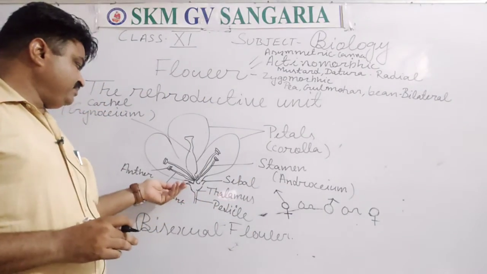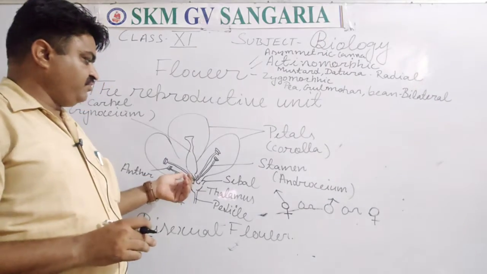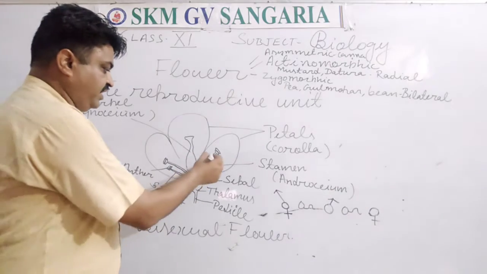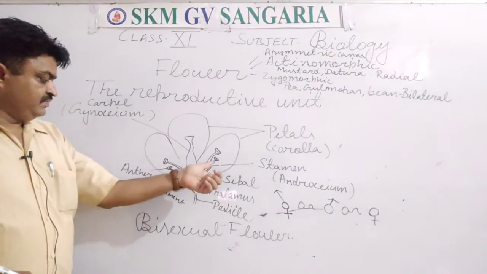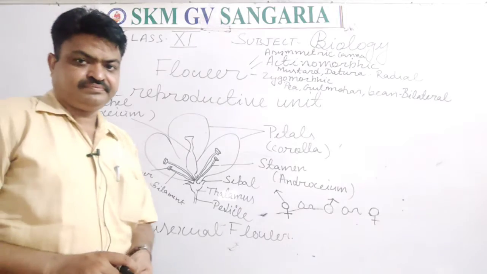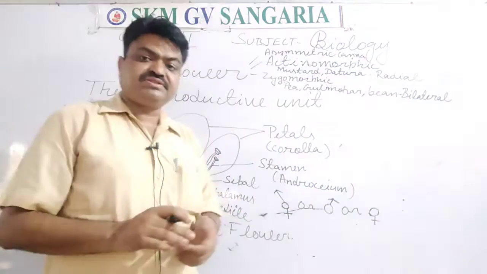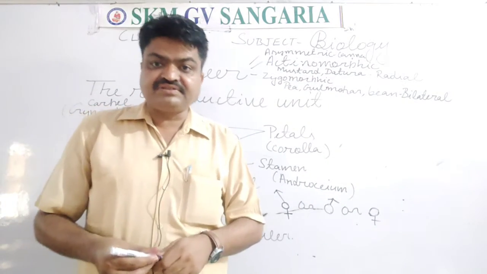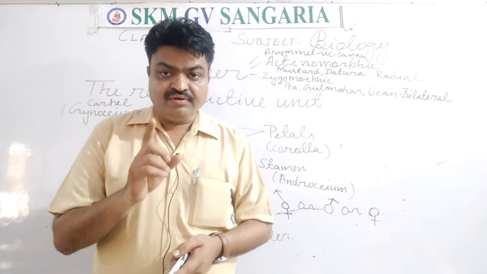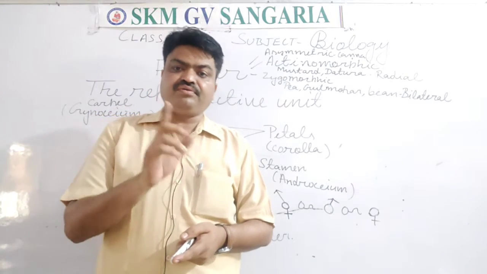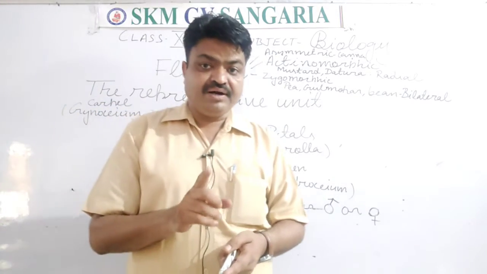So I have drawn here one diagram of a bisexual flower. In this bisexual flower, you can observe these thread-like structures, and on the thread-like structures you can observe these anthers. Now, what are they? They are known as stamens, and stamens are considered androecium, and androecium is known as the male reproductive part of the flower.